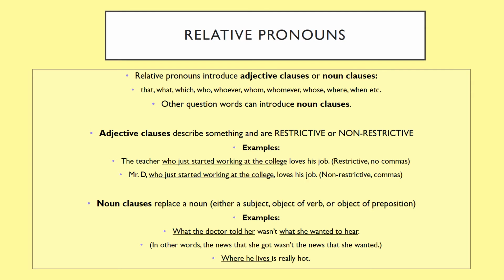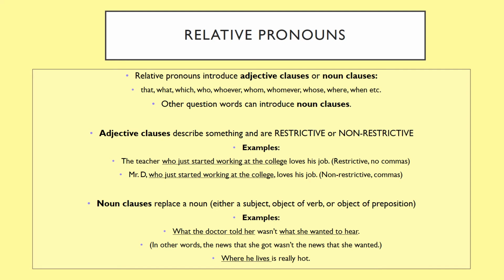So look at the two examples. The teacher who just started working at the college loves his job. And then the other one, Mr. D, who just started working at the college, loves his job. In the first one, we may not know who the teacher is unless we describe him a little bit more, who just started working at the college. But in the second one, we're using a name, so we don't need that extra information to identify the person.